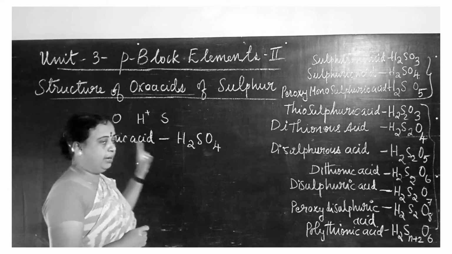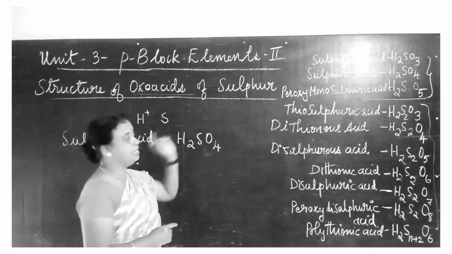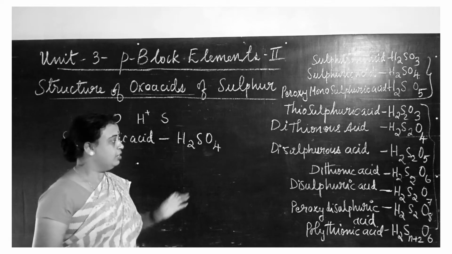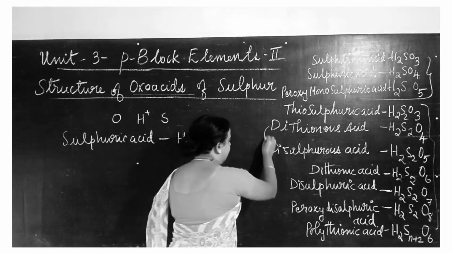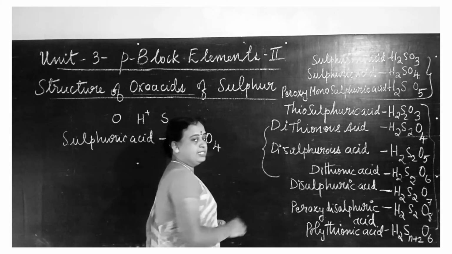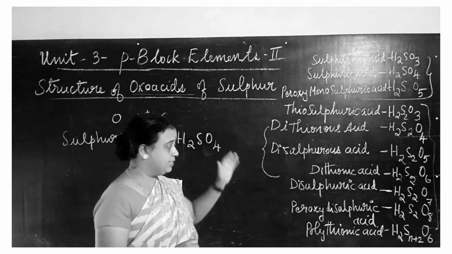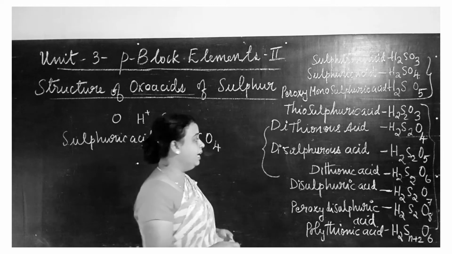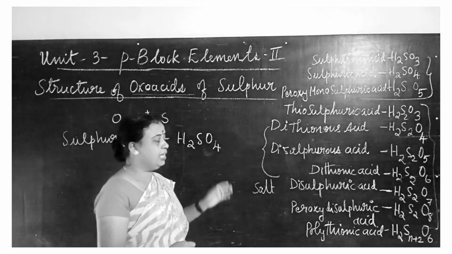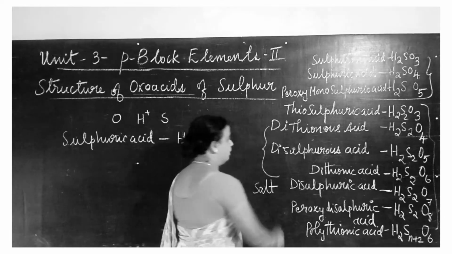Sulfuric acid is the important and ultimate oxoacid of sulfur from which all these oxoacids are derived. Some of the acids are generally in the salt form. They are always in the salt form, not existing as free acids. They are in the form of salts and they are unstable.